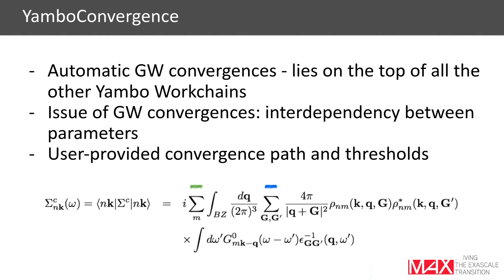Examples of the involved parameters in Yambo are the plane wave cutoff and the number of empty states used in the calculation of the self-energy and the screening matrix.